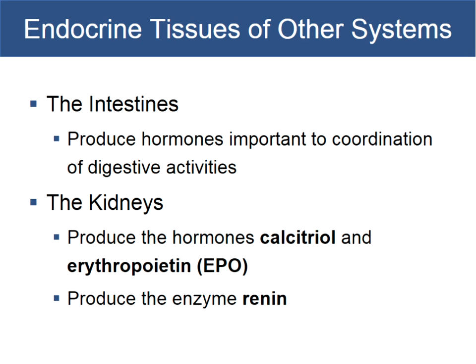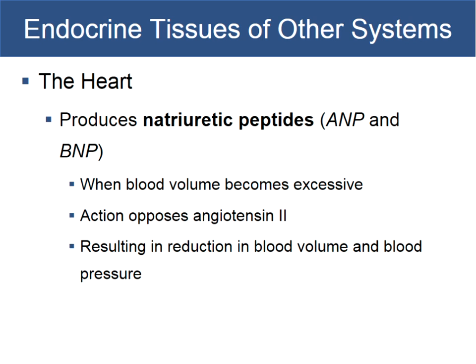Your intestines have their own hormones like VIP and CCK that help to regulate digestion. Your kidneys are not an endocrine structure, if you will, but they do produce pretty important hormones, erythropoietin and calcitriol. Erythropoietin's job is to make red blood cells. Renin's job is to kind of raise blood pressure. It activates angiotensin II. The heart makes what we call natriuretic peptides. These natriuretic peptides oppose angiotensin II, so they help to bring down the blood volume and blood pressure.